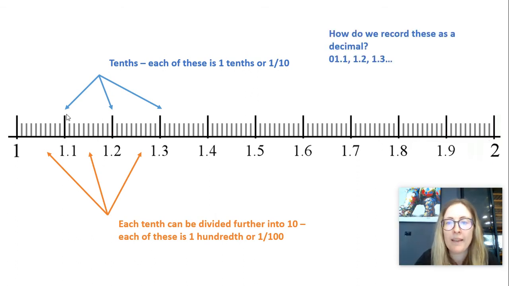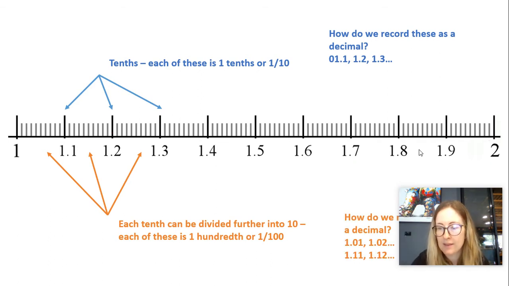Okay, how do we record our tenths? That 0 shouldn't be there. 1.1, 1.2, 1.3, they're written on there. They are our tenths, but there are only 9 of them. So if you're asked to record 15 decimal numbers between 1 and 2, you can't just do tenths because there's only 9 of them. So we're going to have to go into hundredths.